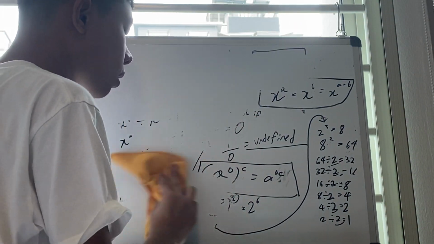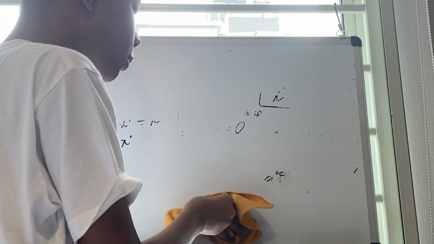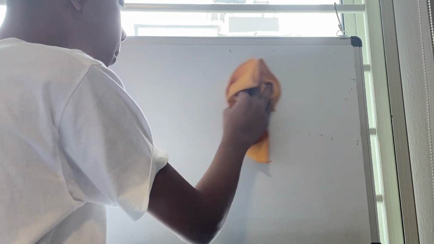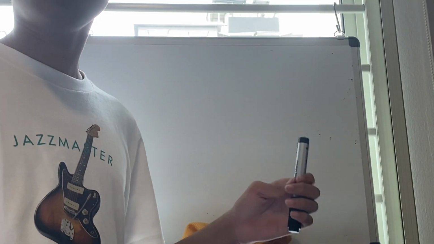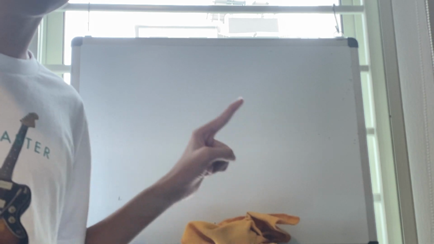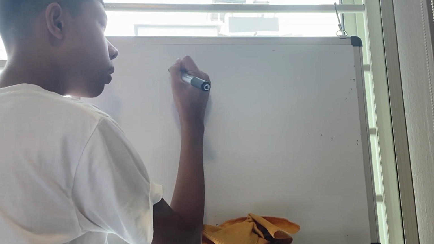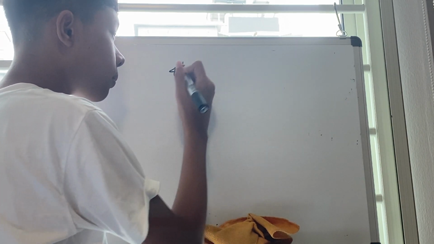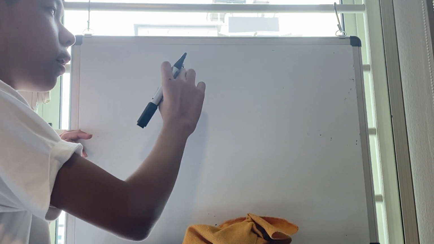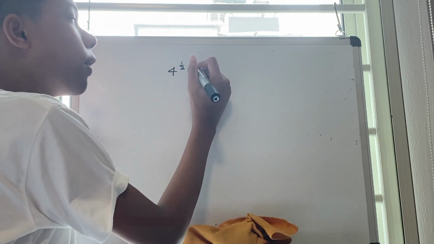We already know the laws, but I've only shown you some variables. But what if we have a fractional exponent or a fractional index? So I'm going to give a concrete example. Let's say 4 power half. And this equals 2.